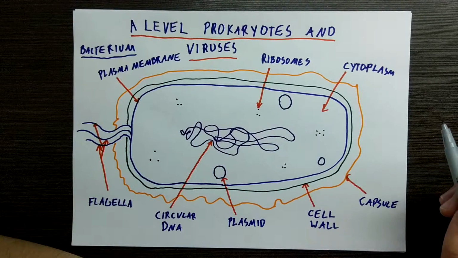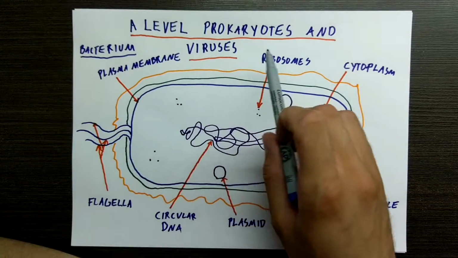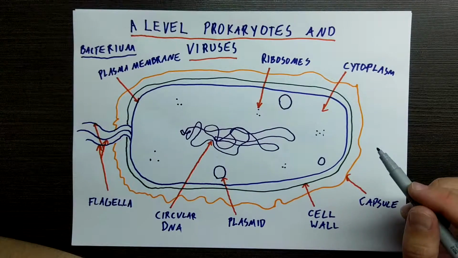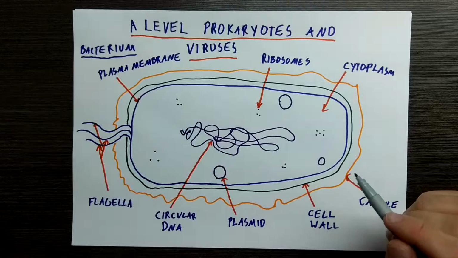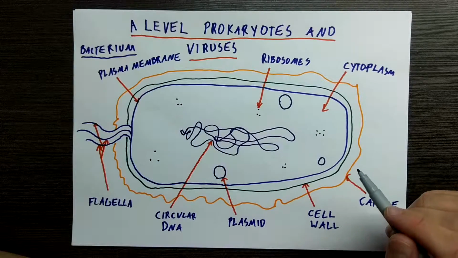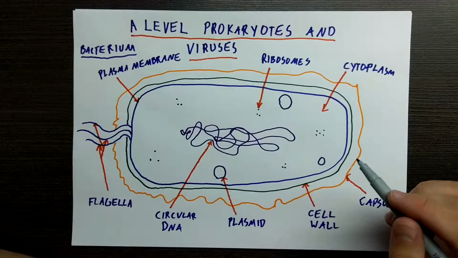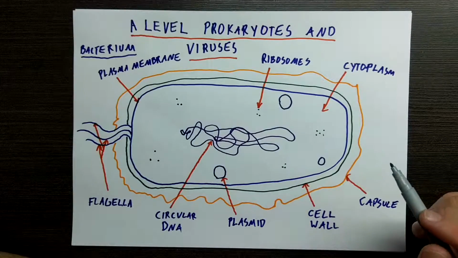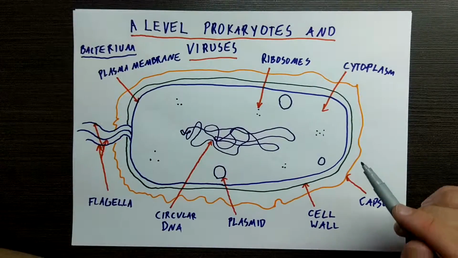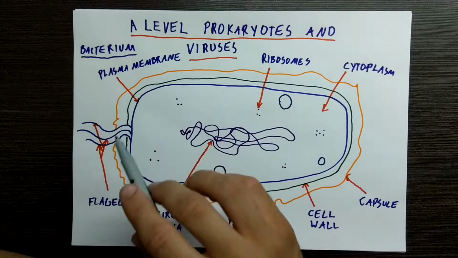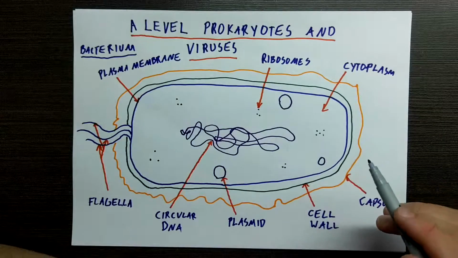Today we will be learning about A-level prokaryotes and viruses. Previously we covered eukaryotes. We covered cells such as animal cells, plant cells and fungi, which are all types of eukaryotic cell. Now, the other type of cell are prokaryotes. One very good example of prokaryote is bacterium, or bacteria in plural.